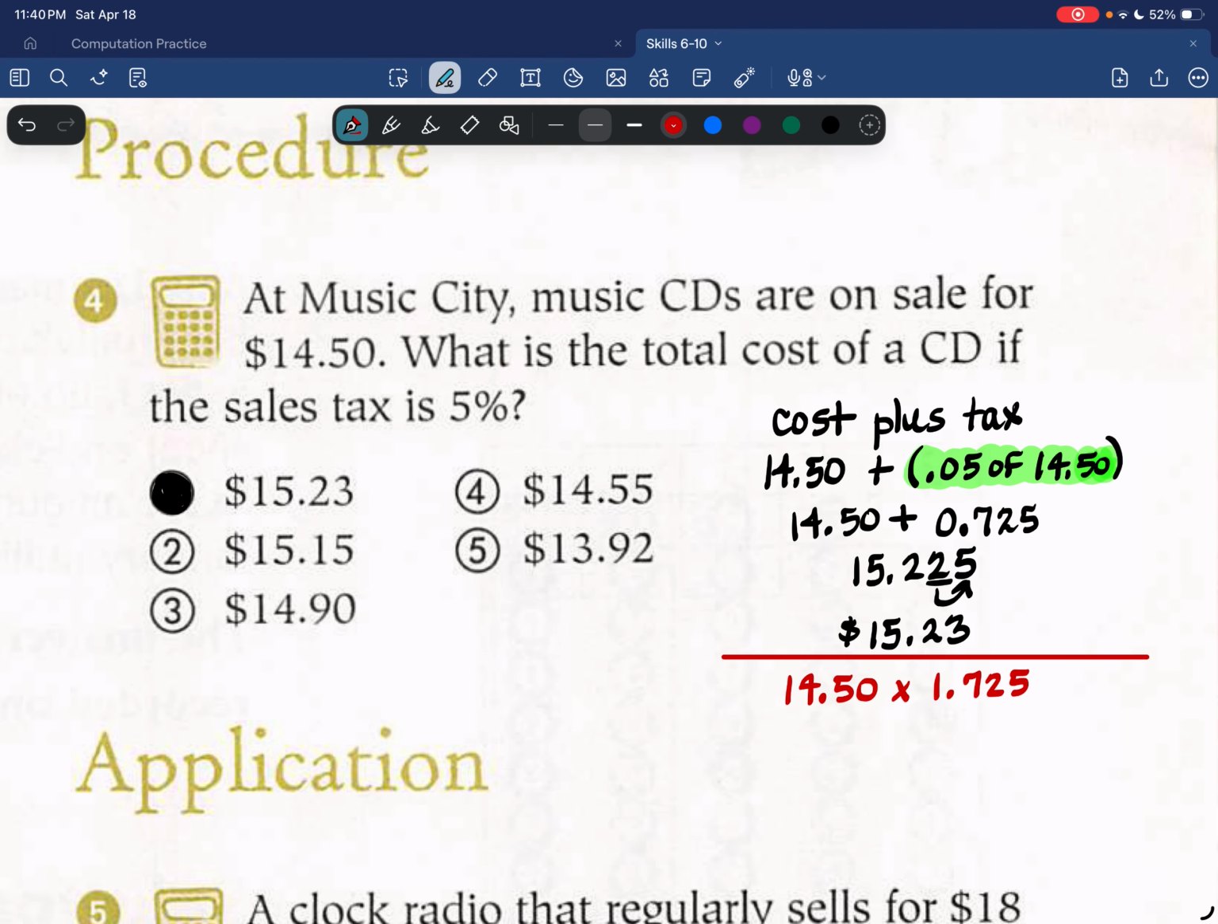$14.50 times 1.725. Something is wrong. But what is it? Because I'm getting this number, which is not even in the running. So let's think it through. It is almost midnight and I'm very sleepy, so I've done something weird. The tax is right. Let me double check that.